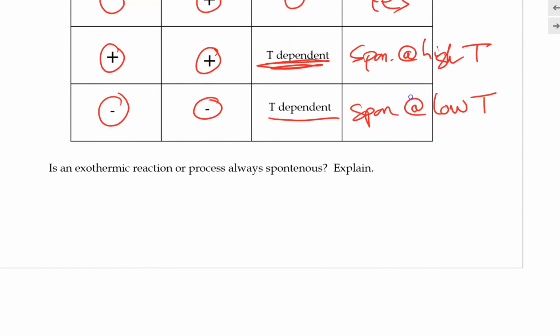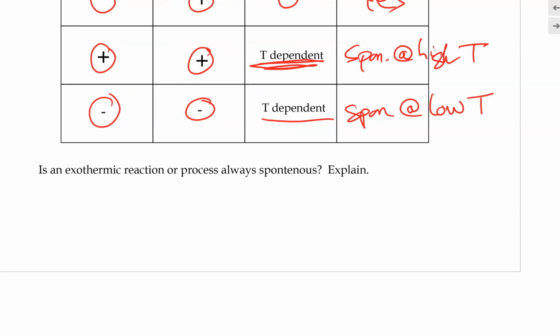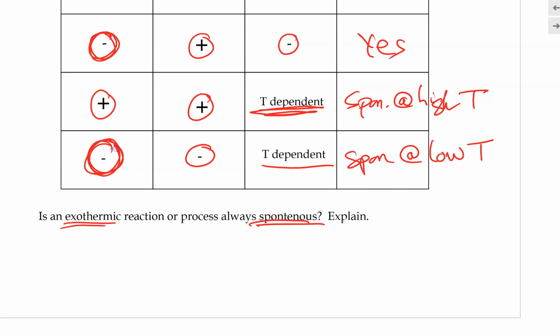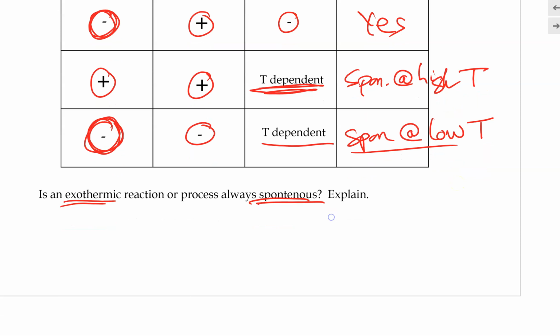And now lastly, let's also explain this question: is an exothermic process or reaction always spontaneous? In an exothermic reaction, it means it releases heat into the surroundings. We can see that this is not always spontaneous, because this is exactly what we have seen previously. When delta H is negative, it is an exothermic reaction, and whether it is spontaneous or not also depends on temperature. So the answer would be no. It does not have to always be spontaneous, but it is dependent on temperature.